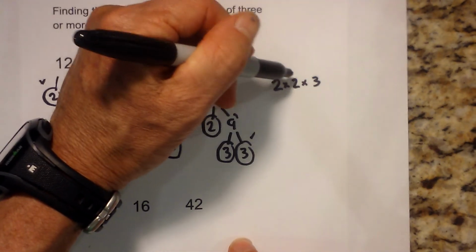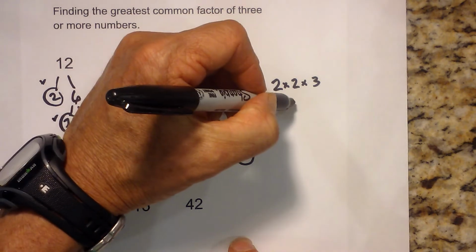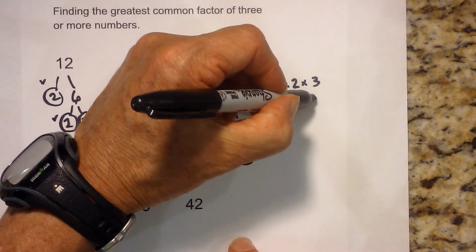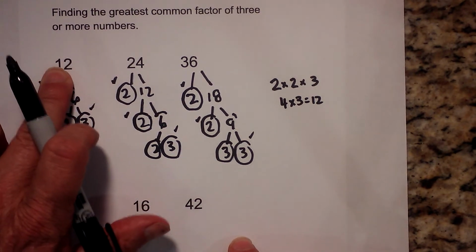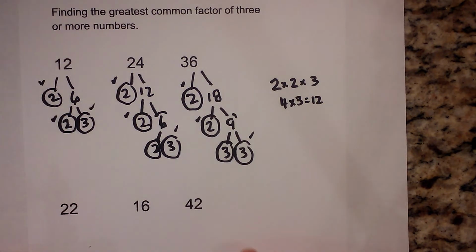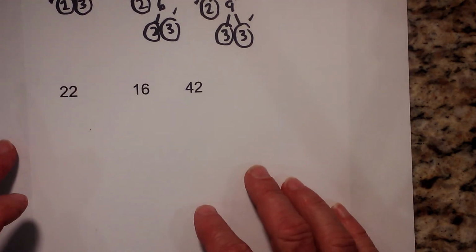And so now we go 2 times 2 is 4. 4 times 3 equals 12. So the greatest common factor for these three numbers, 12, 24, and 36, is 12. Okay, so let's do one more example.